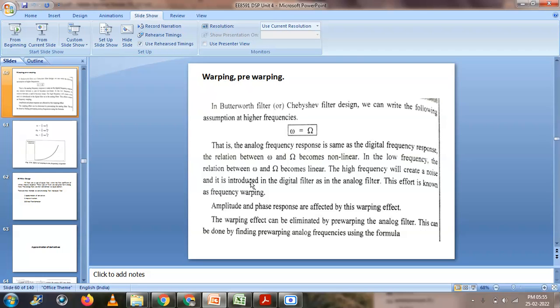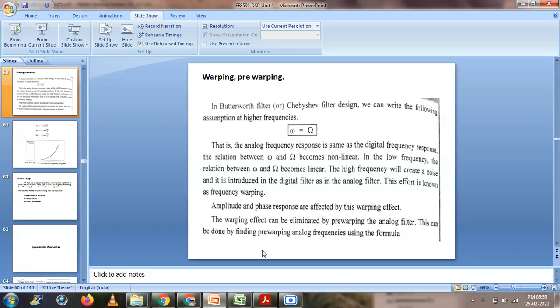So the next one is... so far we discussed direct form 1, direct form 2, cascade form, parallel form, warping, pre-warping, everything we discussed. And now we are going to discuss the basic Hamming window technique.